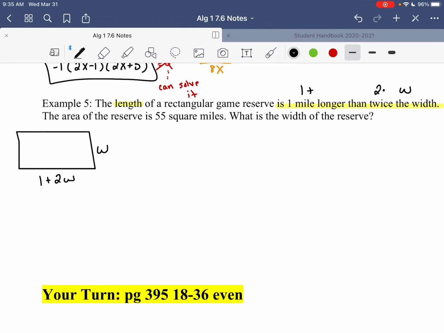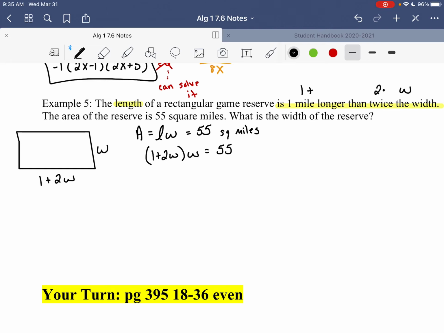Okay. The area of the reserve, which is length times width, is 55 square miles. What is the width of the reserve? Well, I would have to take the length times the width to get that 55. So the length is 1 plus 2w times the width, which is w, and that has to equal 55.